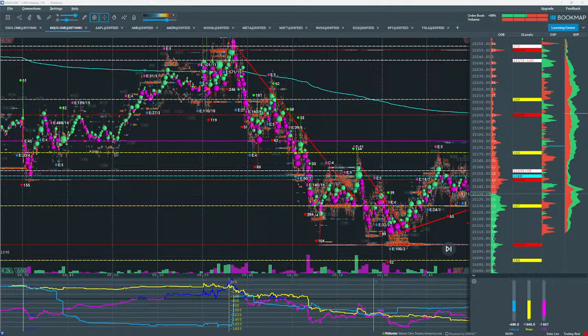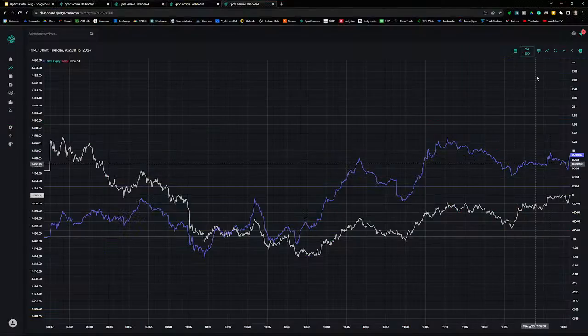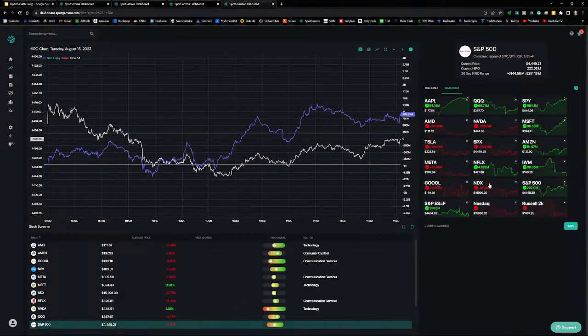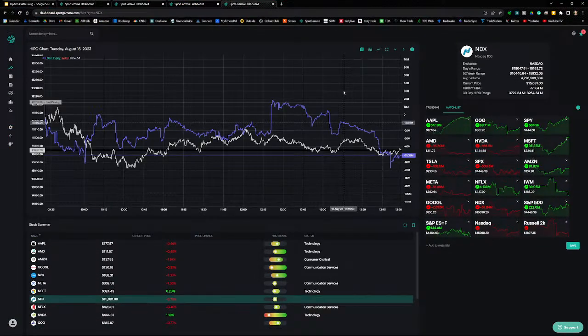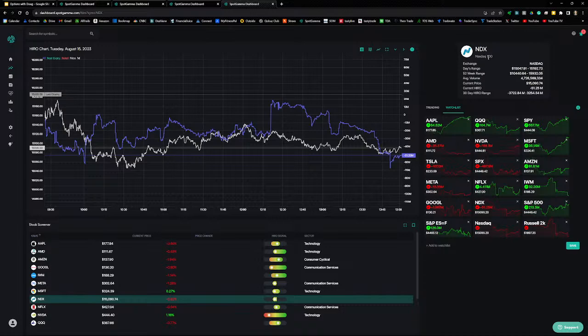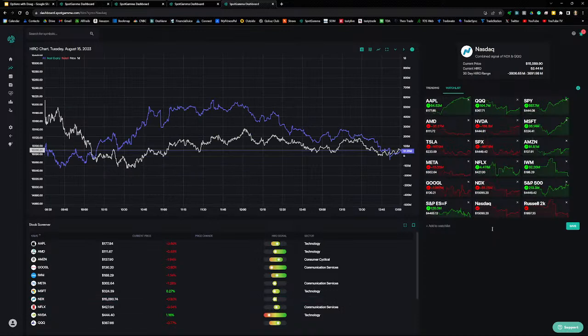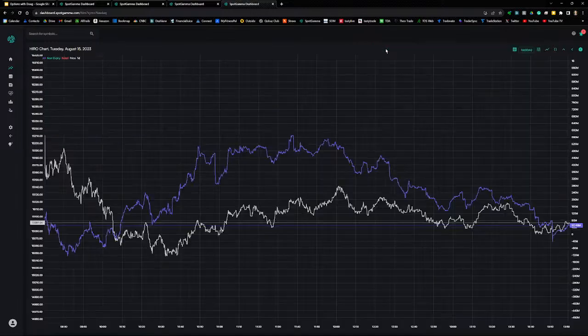All right, so let's go take a look and see what options traders were doing around that time. Let's go to NASDAQ. And just like the S&P 500, this is a combined signal, combined showing NDX and QQQ. I'm not sure why that's not indicated. Oh, I'm looking at NDX, sorry. So there's NASDAQ, there's the combined signal, showing combined signal of NDX and QQQ. Let's zoom in.